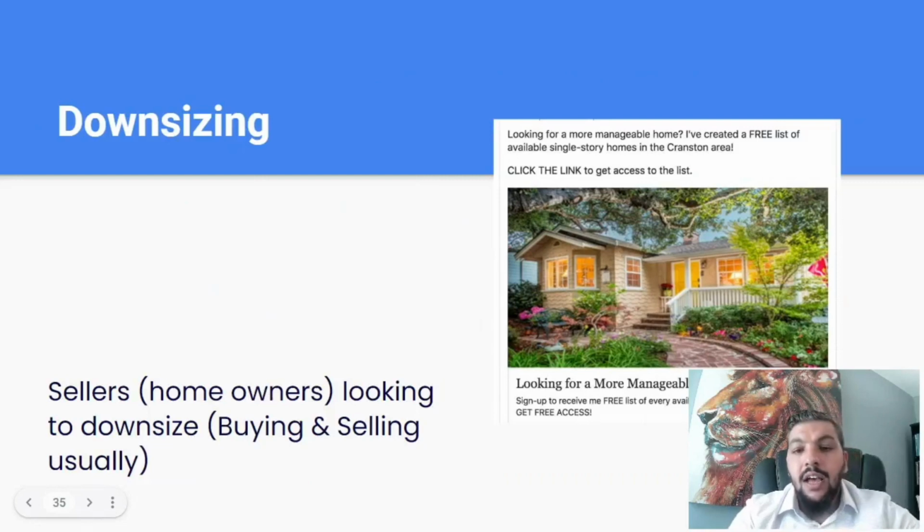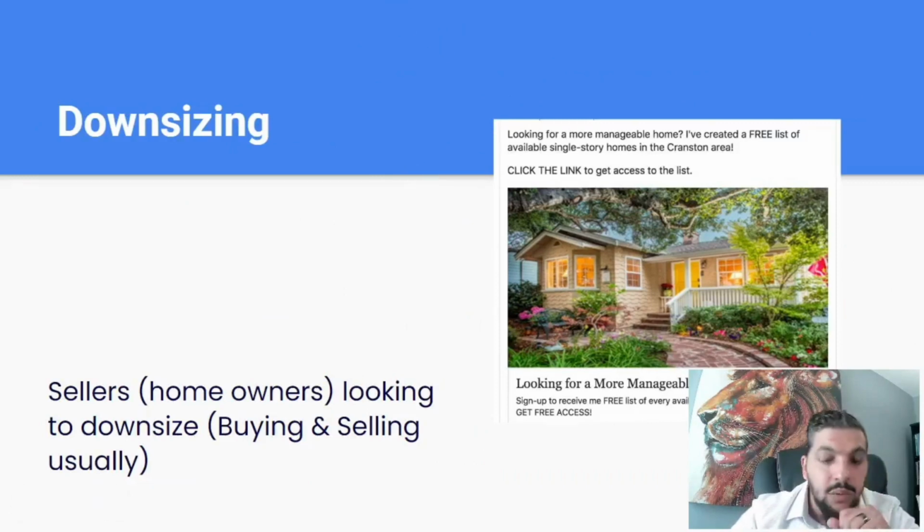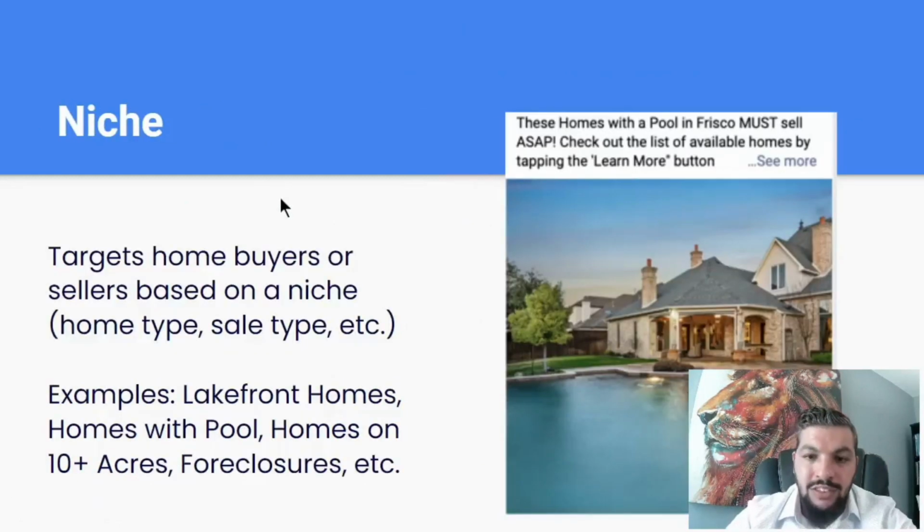All right. Here's another one, downsizing. Downsizing is one that we've been kind of looking at recently, and it's been doing very well. And this is sellers or homeowners who are looking to downsize. And a lot of them are looking to buy and sell as well, right? So if they're downsizing, they're probably getting out of their existing home and they're looking at another home. So this could end up in two transactions. There's also a list of other campaigns that you can run.